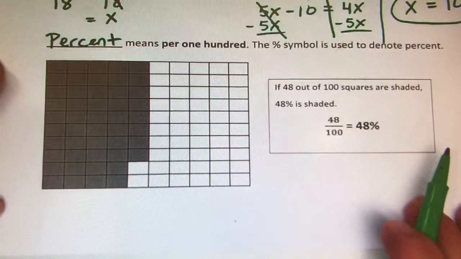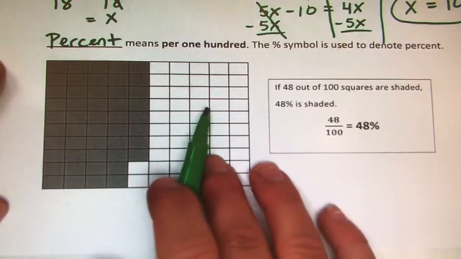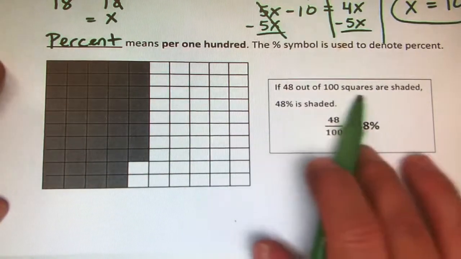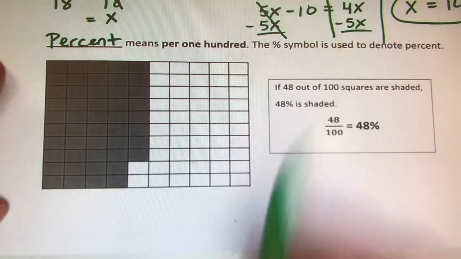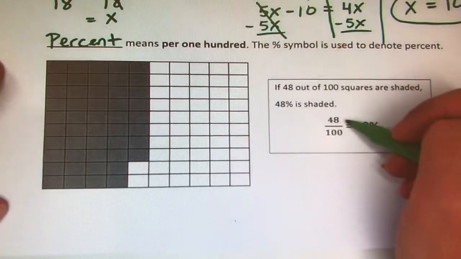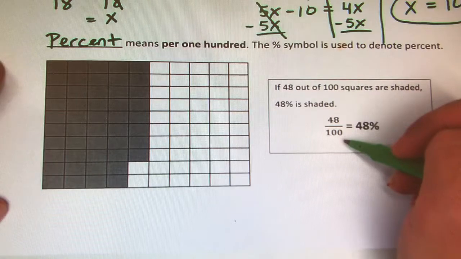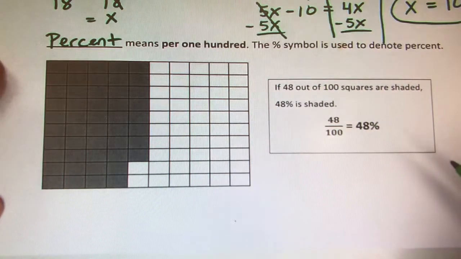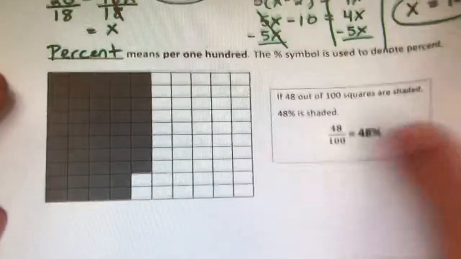So if we look at this diagram down here, there are 100 blocks in here. If 48 out of the 100 are shaded, we would say 48% are shaded. Writing that as a fraction, we would say 48 out of 100 are shaded, and that is the same thing as 48%. Let's go to the next page.